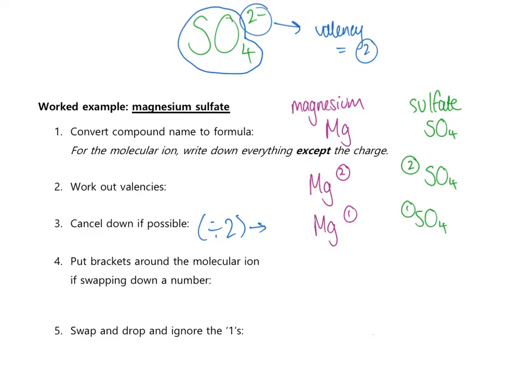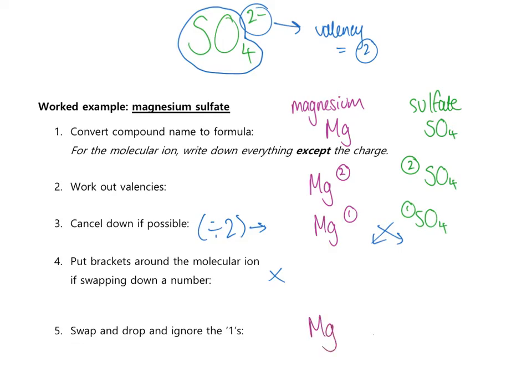The next part is put brackets around the molecular ion, our sulfate ion, if swapping down a number. Are we going to be swapping down a number at this point that is greater than 1? No, we're not, because we're going to ignore the ones. Therefore, if there's no number outside the bracket, then we don't need to include it. And that's why we do it in this order. So we don't need brackets in this case because there's not going to be any number swapping down, because we end up ignoring the ones. So we essentially swap and drop and ignore the ones.